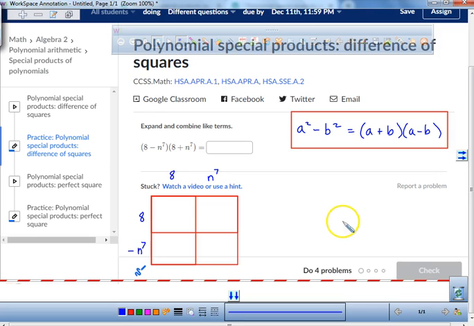So if we do it the area method or the array method, this is how you could multiply them. We have 8 times 8, which is 64. 8 times n to the power of 7 is 8 times n to the power of 7. Negative n to the power of 7 times 8 is a negative 8 n to the power of 7. And then we have an n to the power of 7 times a negative n to the power of 7. So that's negative n to the power of 14.